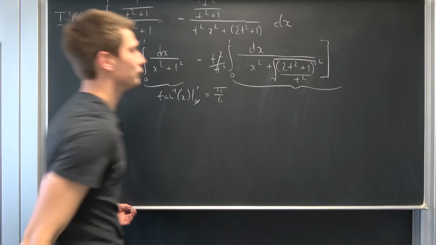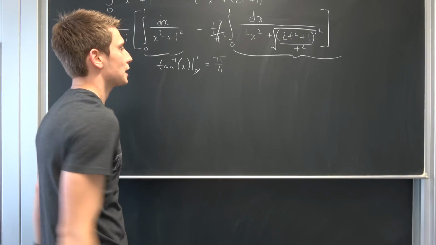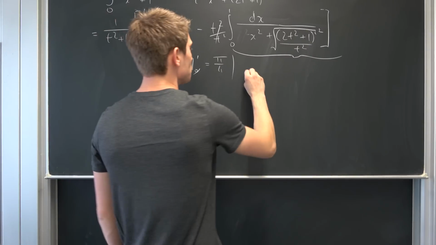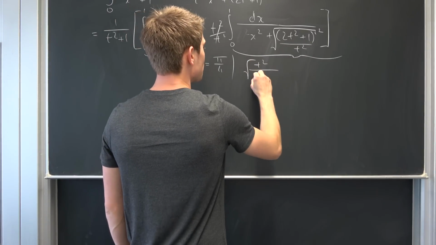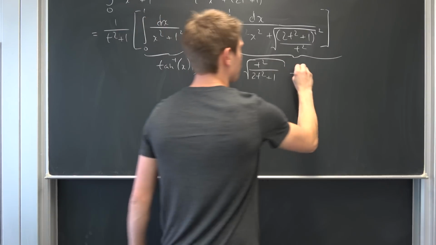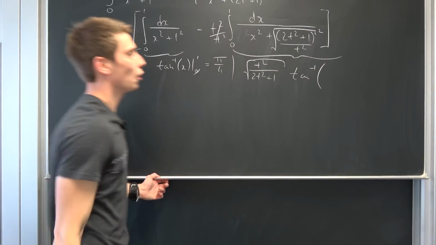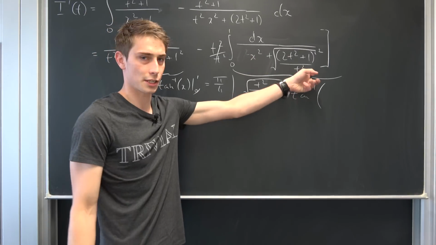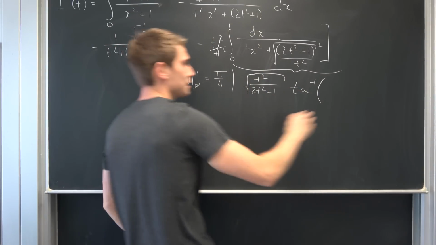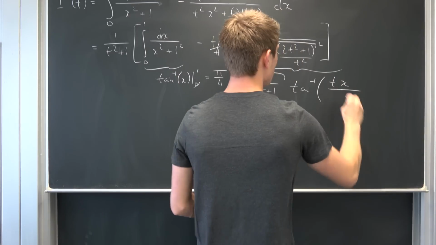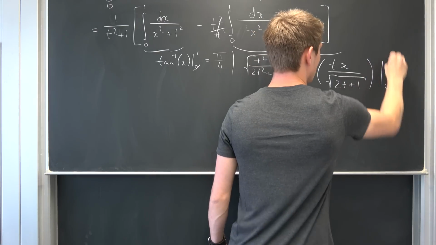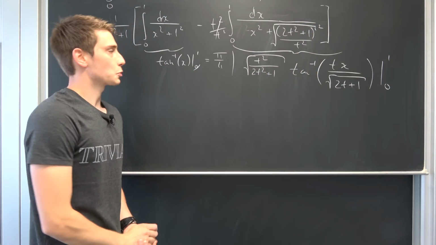I made several videos on that. I'm using it all the time. So this thing right here is going to evaluate to the reciprocal of this square root term. So square root t squared over 2 times t squared plus 1. And now inverse tangent of x over the square root term. So this is going to evaluate, well, square root of t squared is just t. So this is t times x over square root 2 times t plus 1, evaluated from 0 to 1.